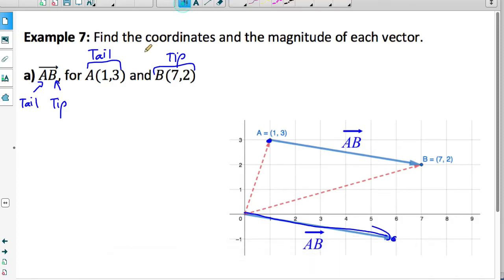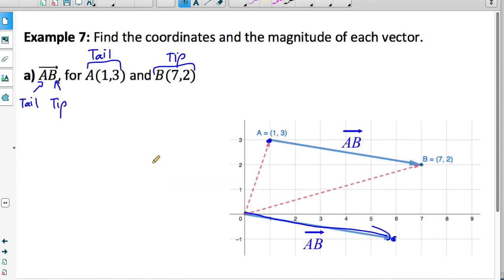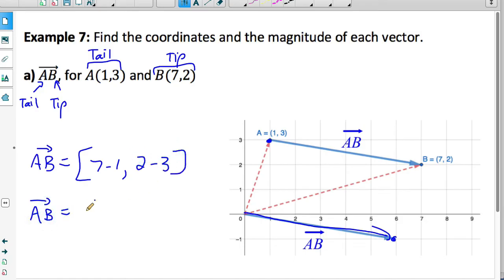And to calculate that, we'll just use this formula right here. To get the x component, do x tip minus x tail. To get the y component, do y tip minus y tail. So vector AB is equal to, for the x component, x tip minus x tail, so 7 minus 1. And for the y component, y tip minus y tail, 2 minus 3. So vector AB is equal to 6, negative 1, right? The coordinates of that point right there, 6, negative 1. But now we know how to do it algebraically. We don't need to reference a graph to figure it out.